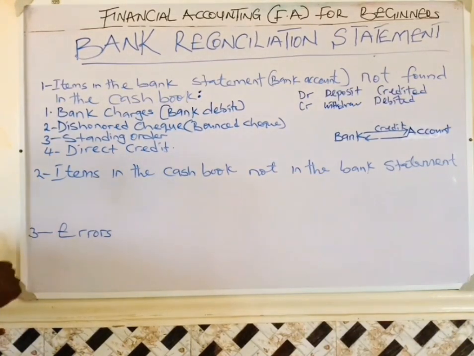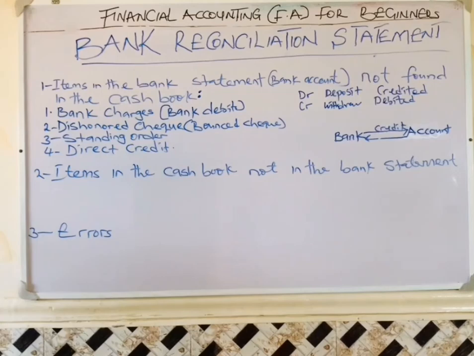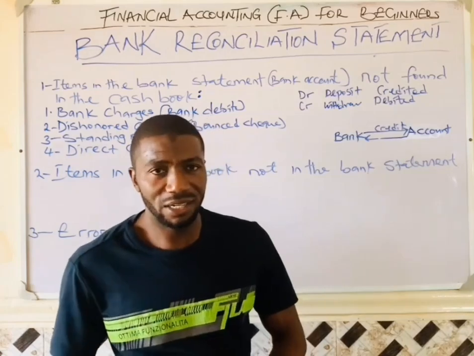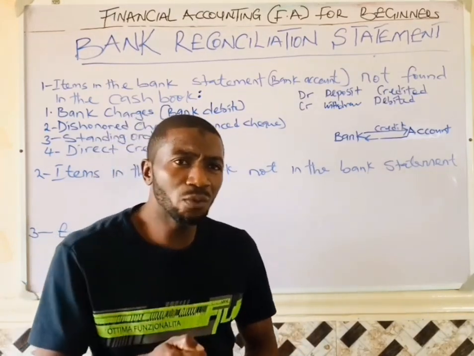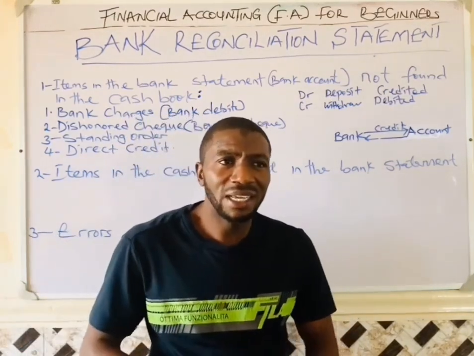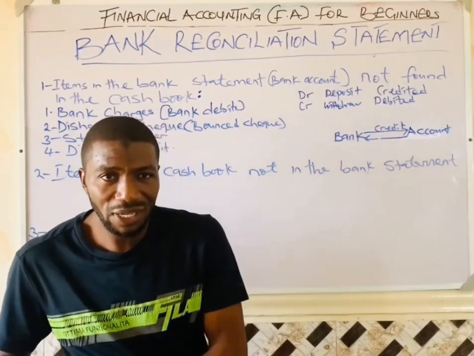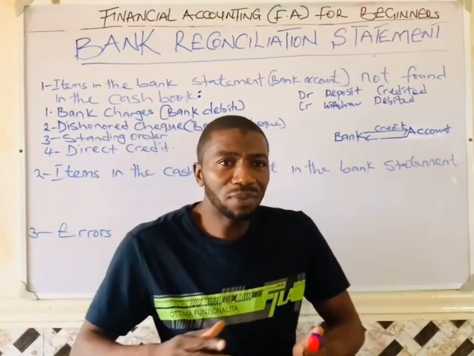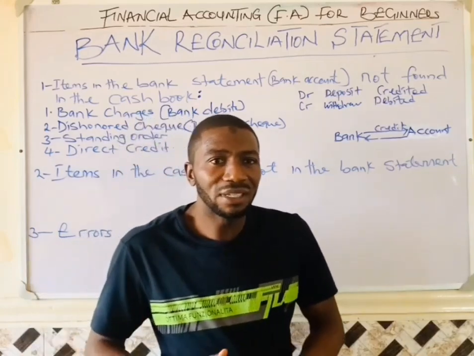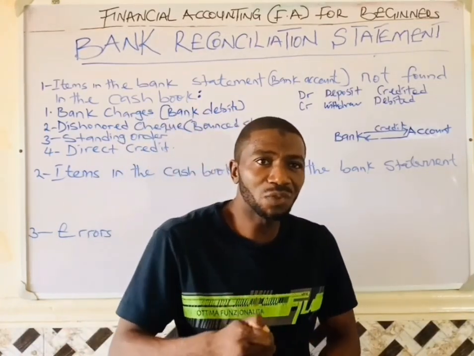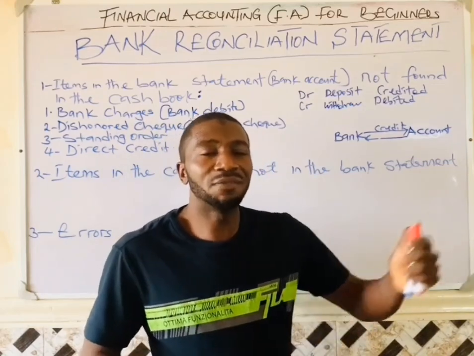The reason why the dishonored check appears in your bank statement is, one, a customer pays you by check. After paying you by check, it happens that this bank is not the same as yours. Maybe our company or our business is banking with Zenith Bank, and the customer that is paying us with check is with the First Bank.